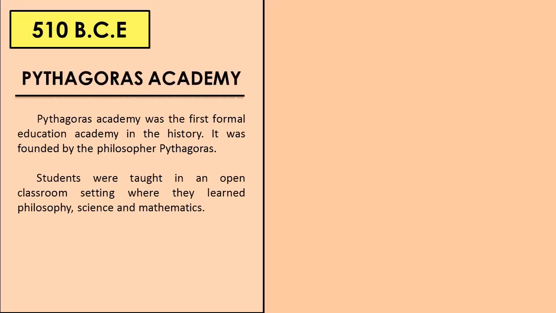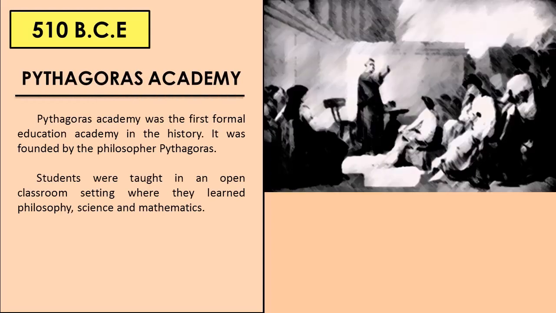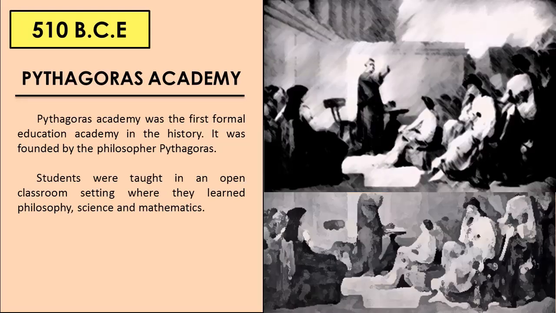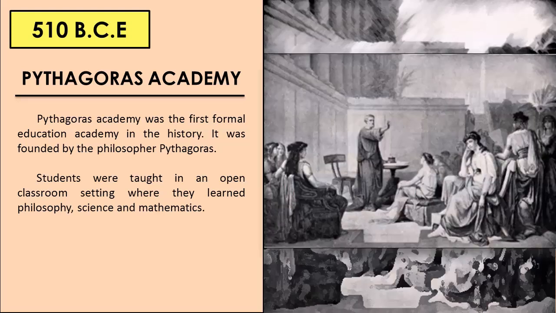510 BCE. Pythagoras Academy. Pythagoras Academy was the first formal education academy in history. It was founded by the philosopher Pythagoras. Students were taught in an open classroom setting where they learned philosophy, science and mathematics.